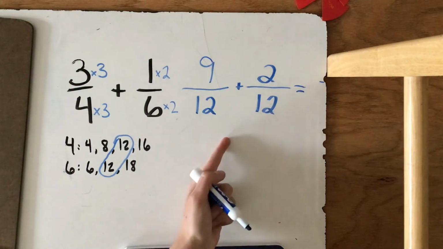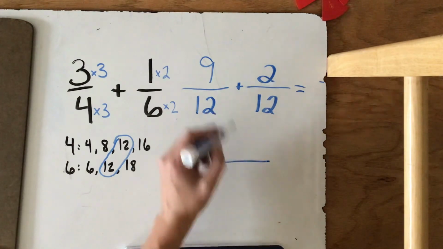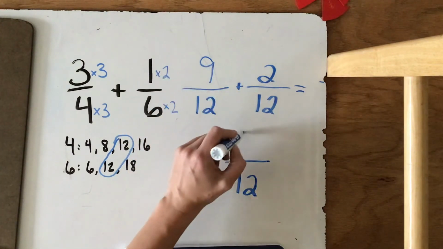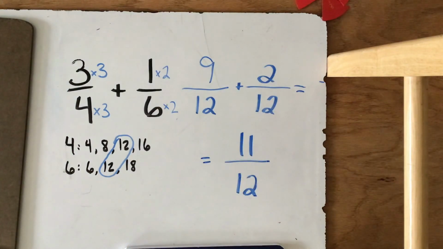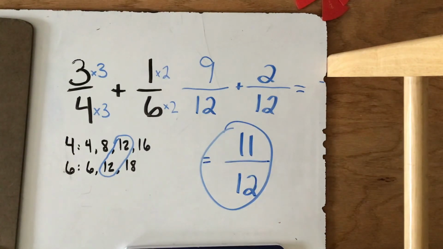Now that we have a common denominator, I'm going to put my answer down here. Our common denominator is 12. 9 plus 2 is 11. This is our answer. This answer cannot be simplified because there's not a number that can go into both 11 and 12 except for 1. So there's our answer.